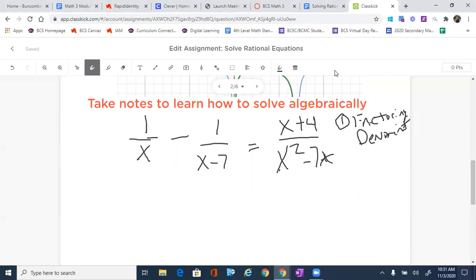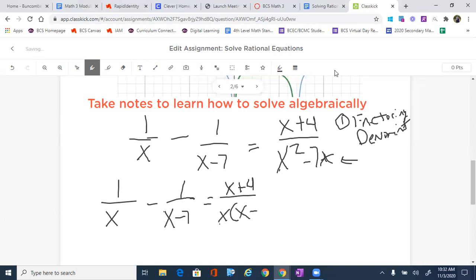Once I have that, I'm going to say, okay, well, 1 over x cannot be factored. 1 over x minus 7 cannot be factored. But I do know that the x squared minus 7x can be factored. I can factor out an x on that, so I'm going to write x times (x minus 7). Now, in previous lessons, we've learned how to find a common denominator. That is going to be number 2, our common denominator.